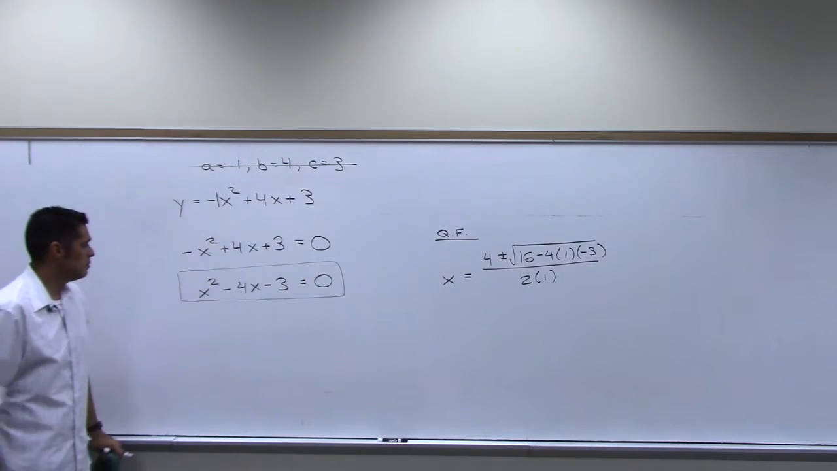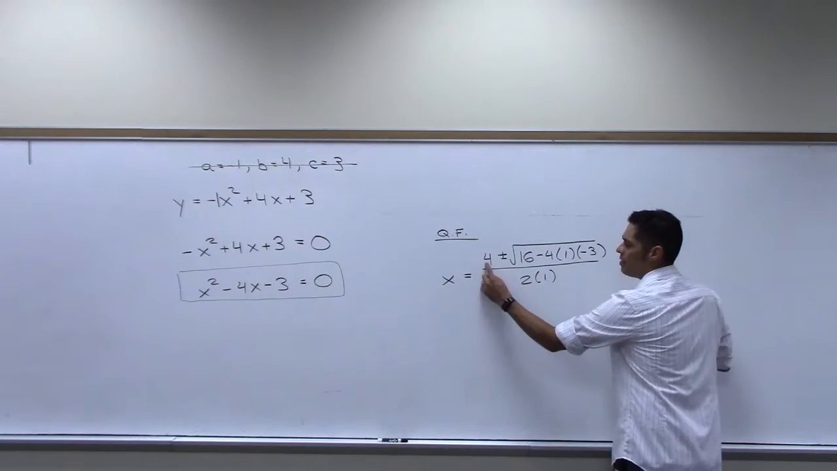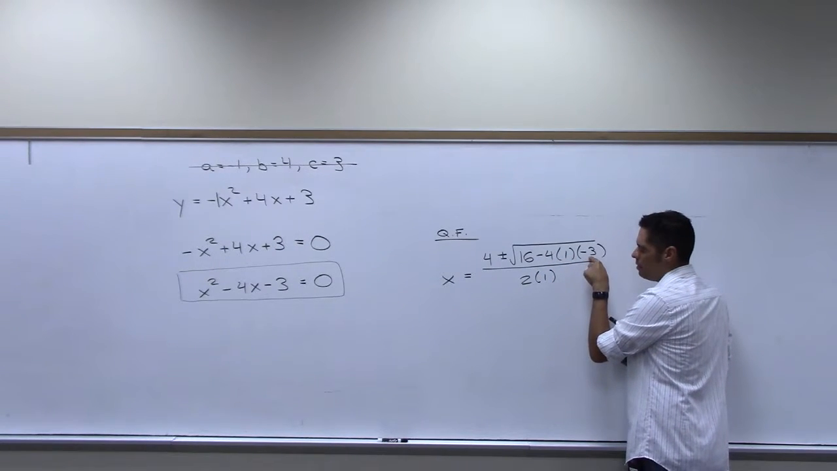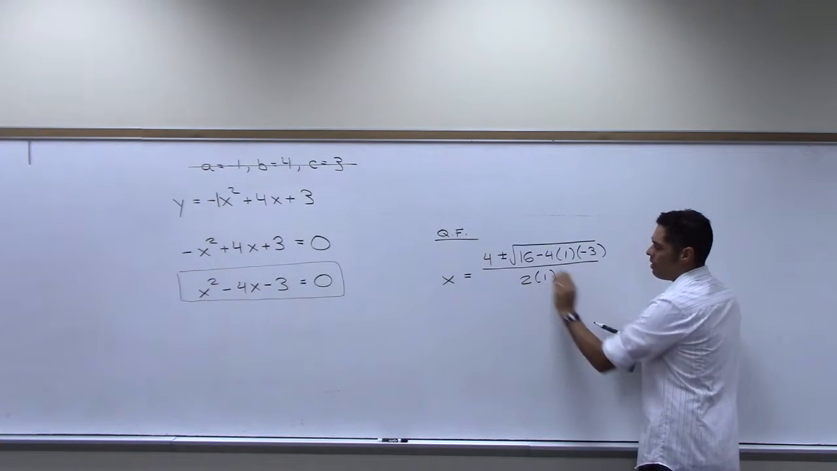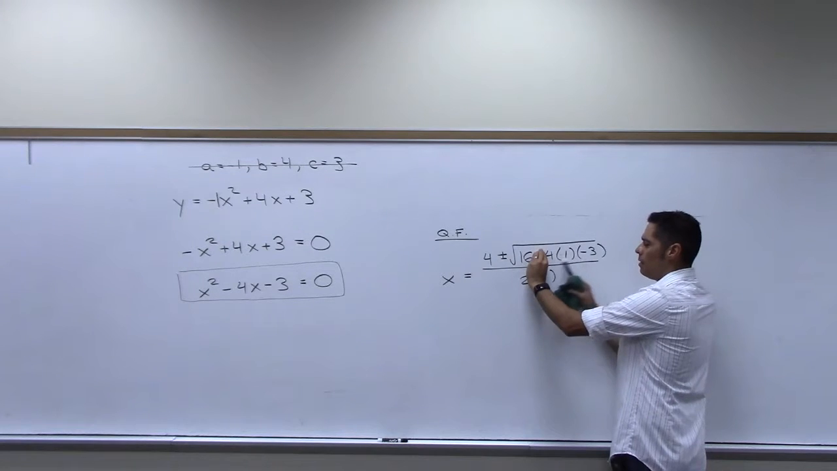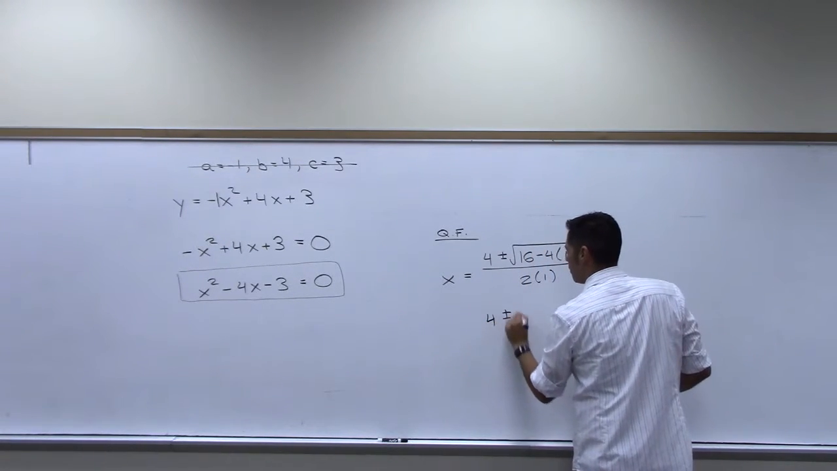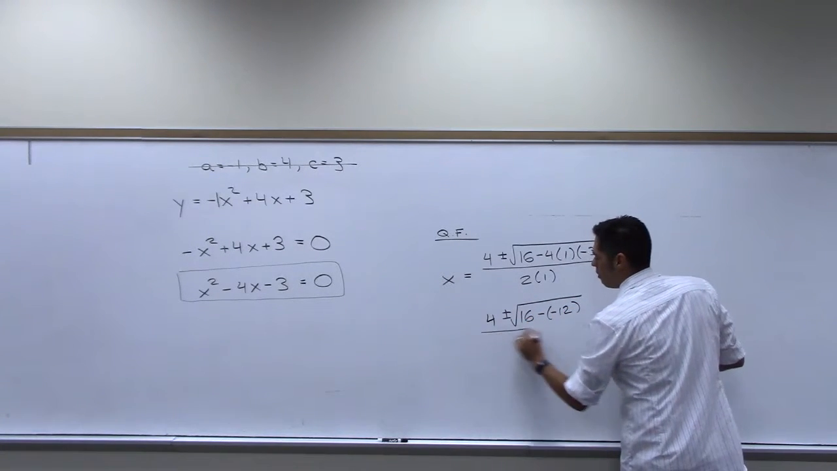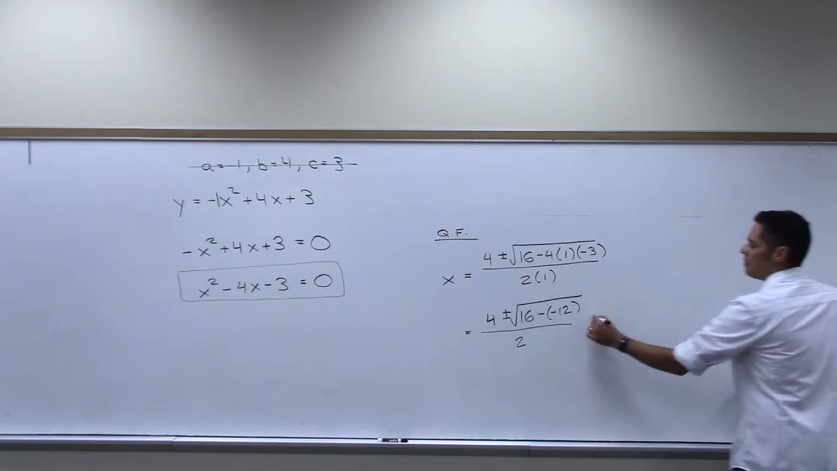And now I just plug things in. So here was negative b plus or minus the square root of b squared minus 4 times a, a was 1, c was negative 3, and 2 times a. So I cover up the minus sign and I say to myself, what's 4 times 1 times negative 3? Negative 12. I'm going to subtract it. So 4 plus or minus the square root of 16 minus negative 12, all over 2. Minus a negative is the same as plus.